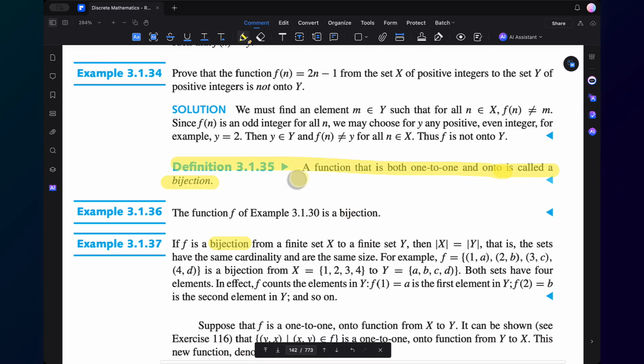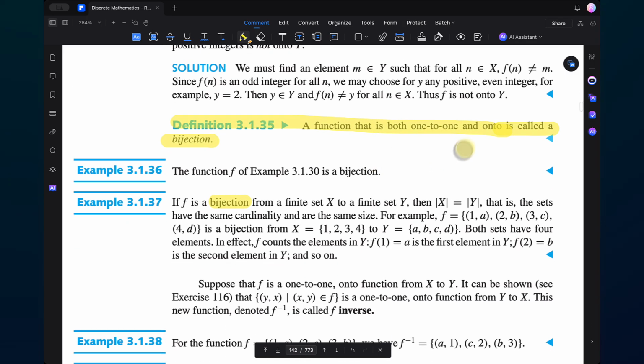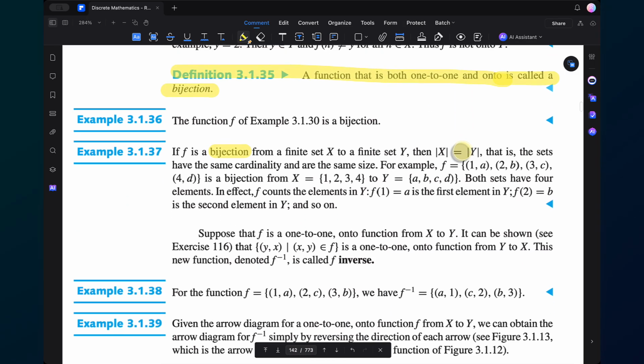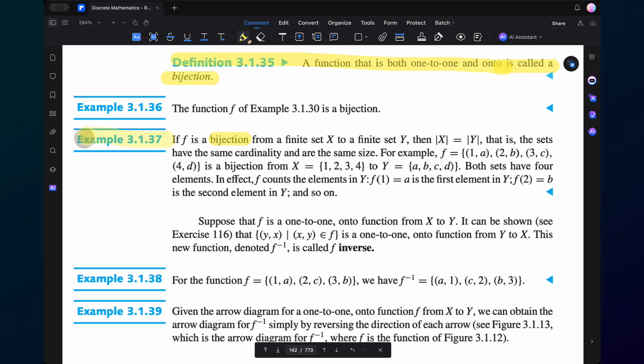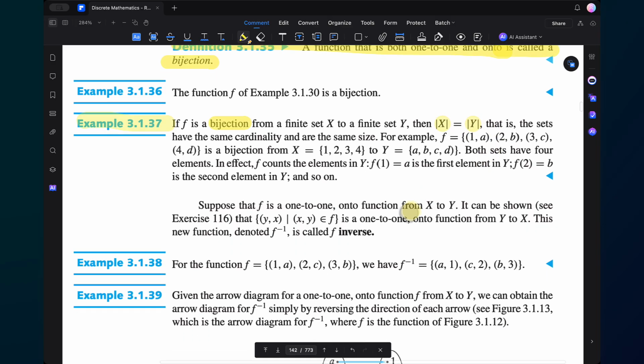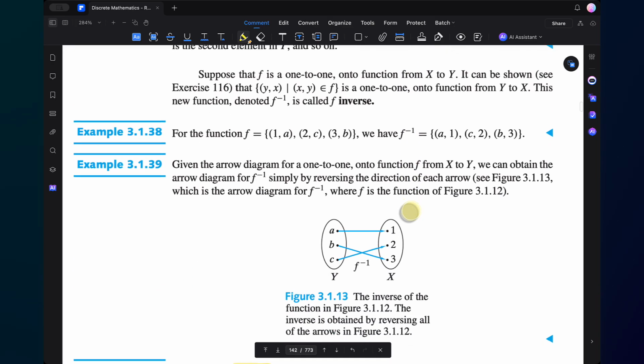Okay, so here's a definition. A function that is both one-to-one and onto is called a bijection. Those are very important, because that's how we can prove that two sets have the same size. So if f is a bijection from a finite set X to a finite set Y, then the size of X is the same as the size of Y. Okay, and that's the definition.